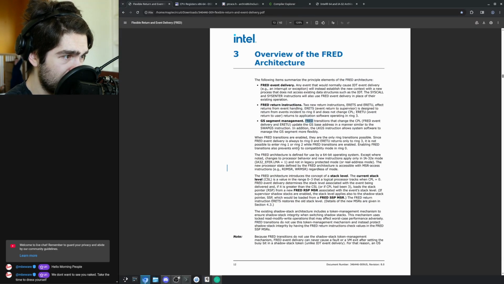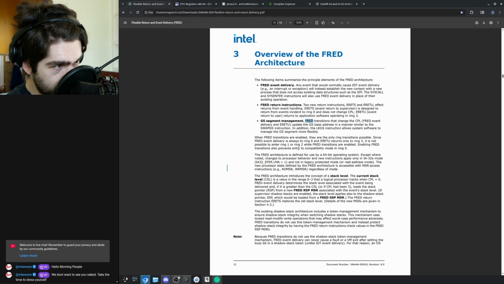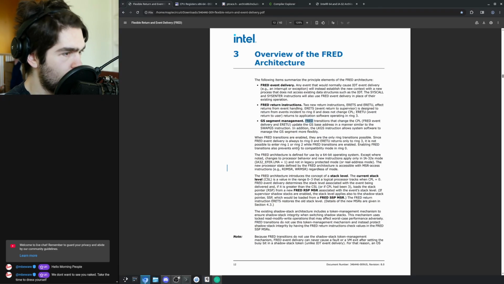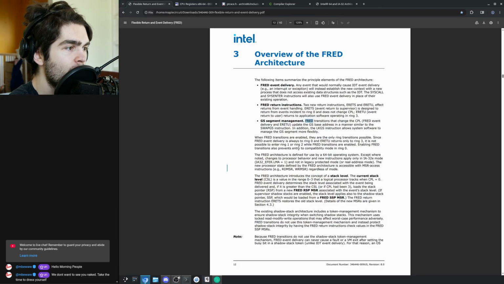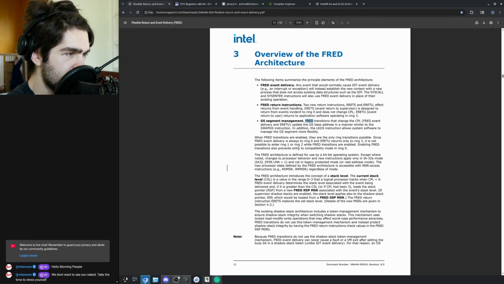Since thread event delivery is always to ring 0 and ERET U returns only to ring 3, it is not possible to enter ring 1 and ring 2 while thread transitions are enabled. Enabling thread transition also prevents entry to compatibility mode in ring 0. Okay. It sounds important.